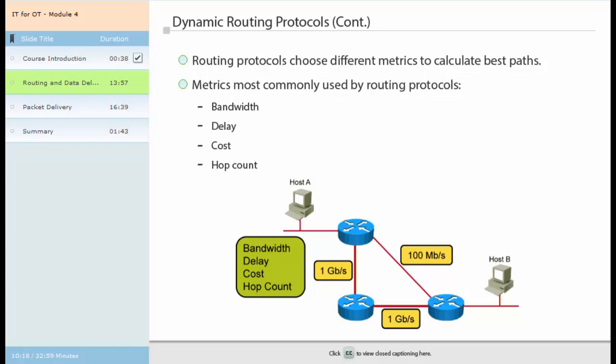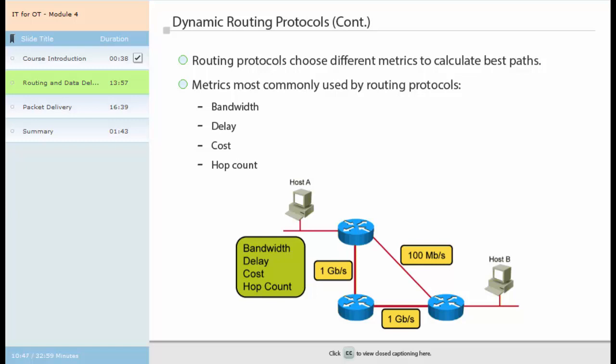The routing algorithm generates a number called the metric for each path through the network. Sophisticated routing protocols can base route selections on multiple metrics, combining them into a single metric. Typically, the lower the metric value, the better the path. Metrics can be based on either a single characteristic or on several characteristics of a path. These metrics are most commonly used by routing protocols: bandwidth, delay, cost, and hop count.